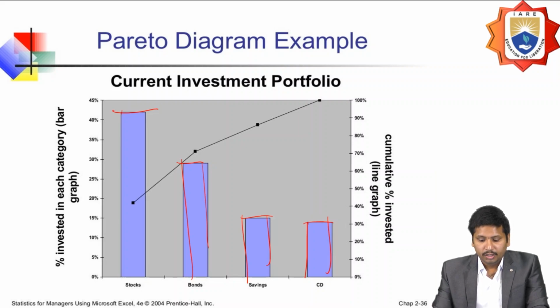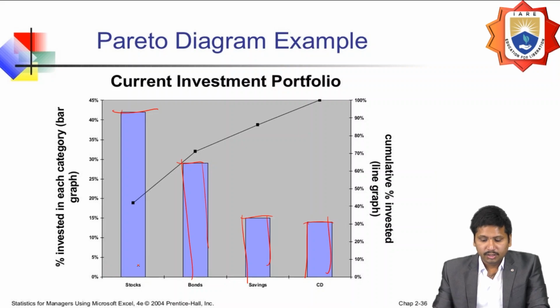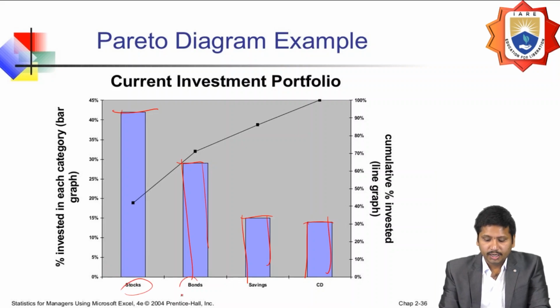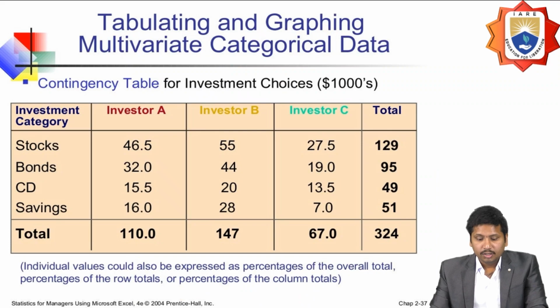So I took the percentage values along the y-axis, and the variables I took initially, like stocks, bonds, savings, and current deposit, should be on the x-axis. Consider how the data is multivariable or multivariant categorical data. So this is how we can construct the bar chart and pie chart and then the Pareto diagram.